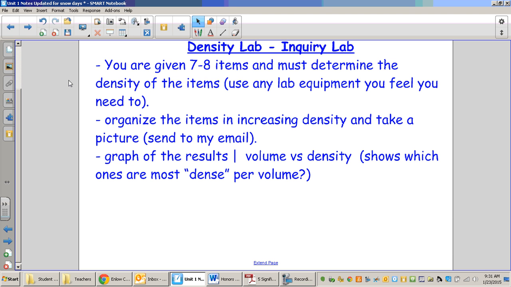You have between 7 and 8 items in a basket back there. They're all different sizes. Your job is to, 1, measure the density of every single one of those. What 2 pieces of information do you need to get density?